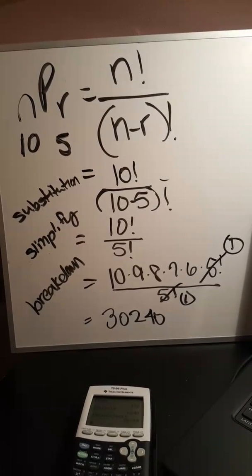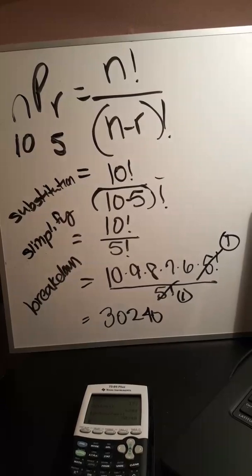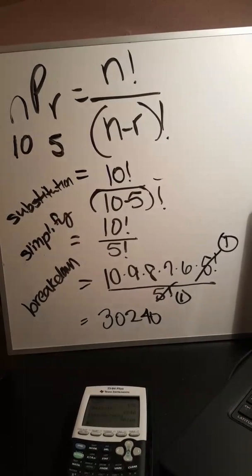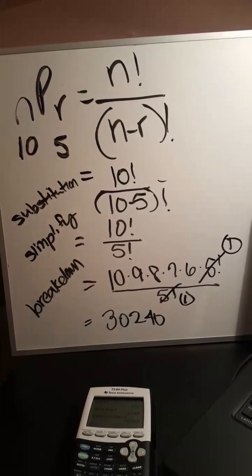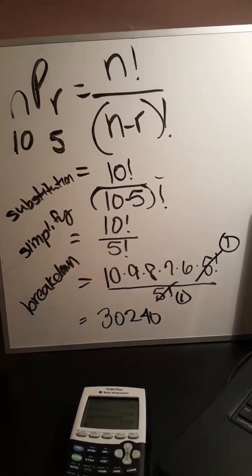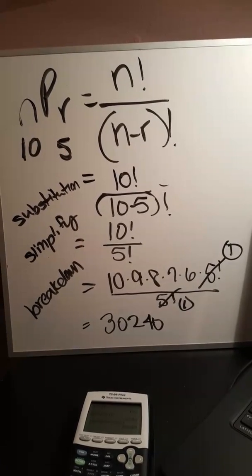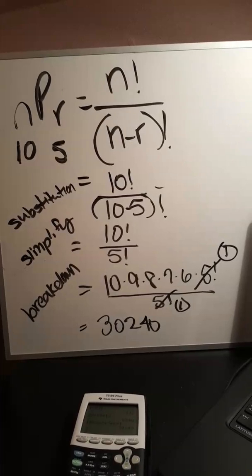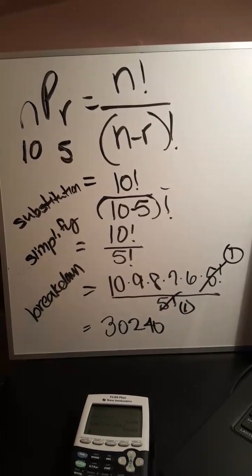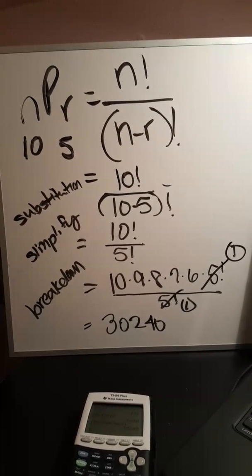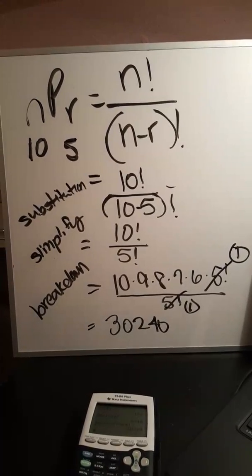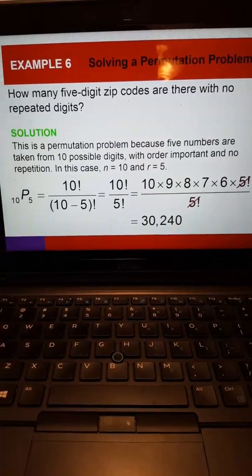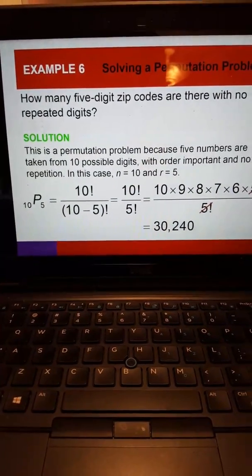So first step was substitution, 10 factorial over 10 minus 5 factorial. Second step, simplify, which left us with 10 minus 5, which was 5 factorial. So we had 10 factorial over 5 factorial. In the breakdown, 10 times 9 times 8 times 7 times 6 times 5 factorial over 5 factorial. And both of the 5 factorials cancel out to 1. And we multiply what's left to get our answer of 30,240. Pretty much the same thing here, just without my steps to the side.